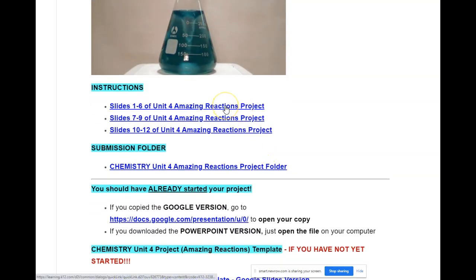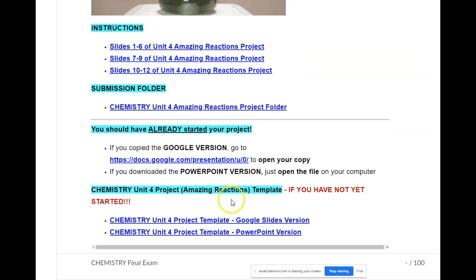Again, slides 1 through 6 instructions were uploaded on Wednesday, slides 7 through 9 on Thursday, and today we're going over slides 10 through 12. That recording will be updated between 1 to 2 p.m. Right now it's just a blank recording. You can also see the templates down here, so everyone should have their templates open by now. Here's the submission folder. You'll click on that.